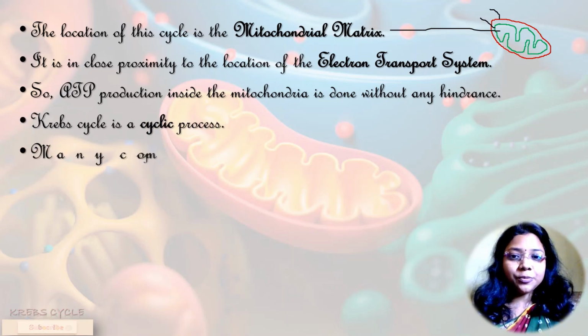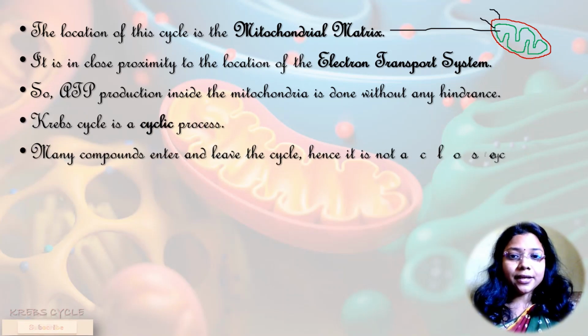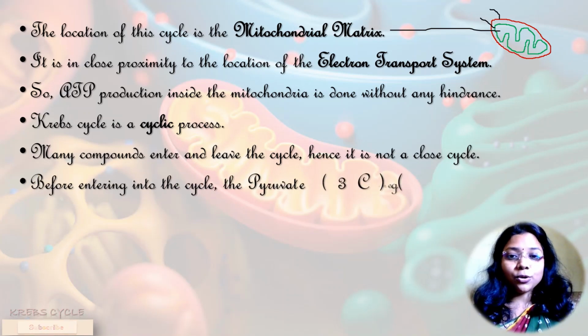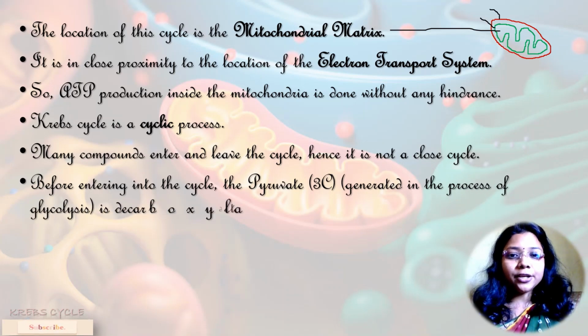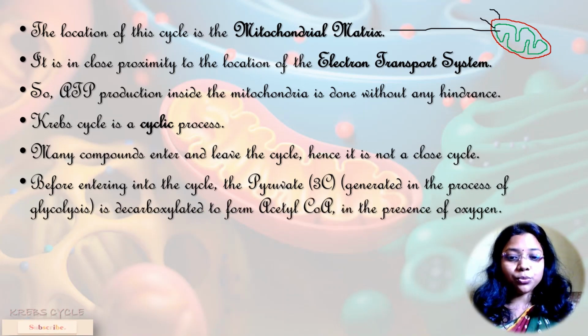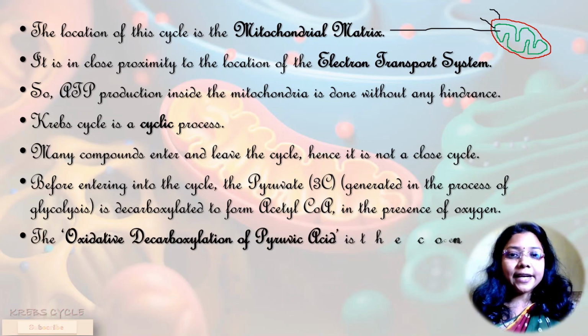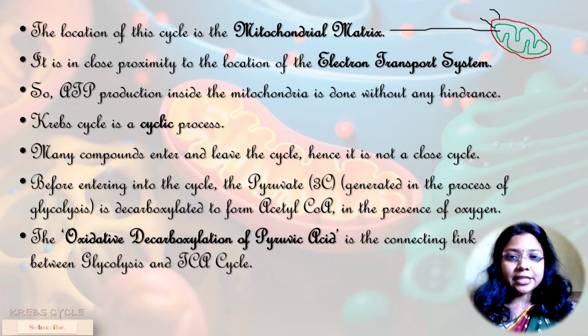The Krebs cycle is a cyclic process. Although it is cyclic, many compounds enter and leave the cycle, so it is not a closed cycle. Before entering the Krebs pathway, the pyruvic acid having 3 carbons is decarboxylated to acetyl coenzyme A in the presence of oxygen. The oxidative decarboxylation of pyruvic acid is the connecting link between the glycolytic pathway and the Krebs cycle or citric acid cycle.